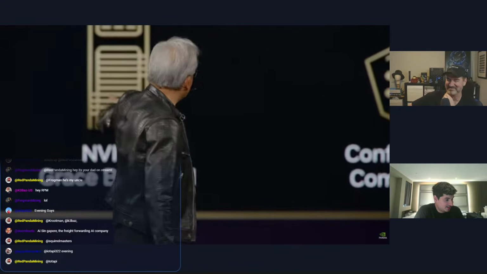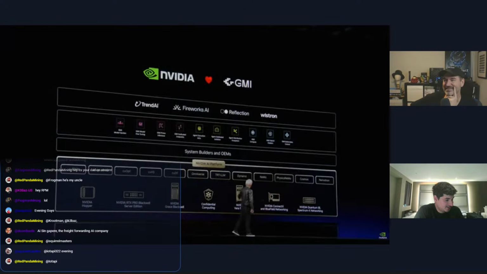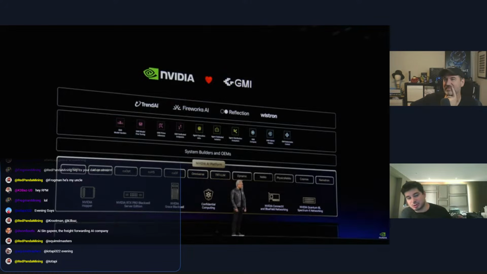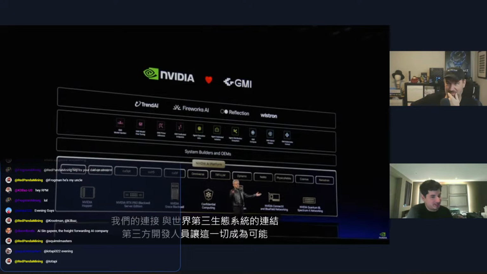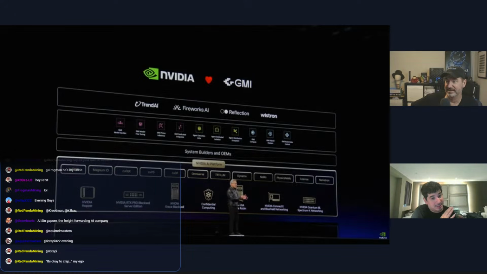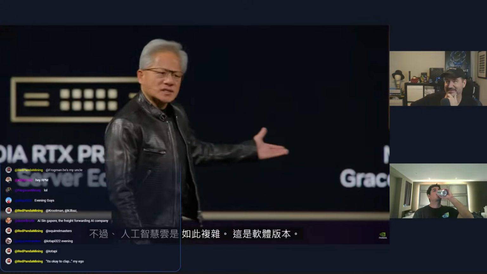All of them need the computing stack, this entire stack underneath. This is what made NVIDIA famous: all of our hardware and software libraries, our connection into the world's ecosystem of third-party developers makes it possible for anyone to stand up an AI cloud. The AI cloud is so complex now. This is the software version.